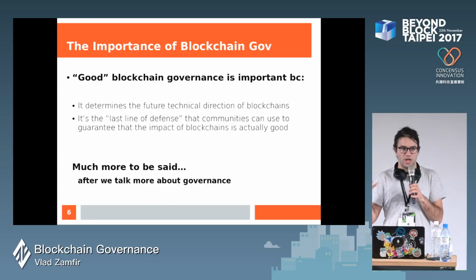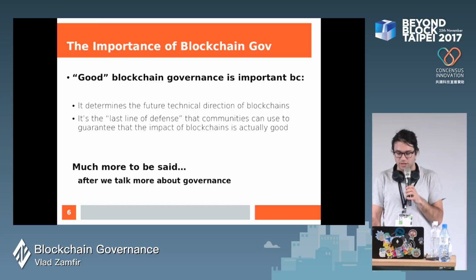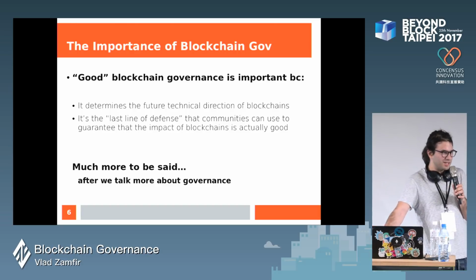There's also this idea that governance is the way that we're going to make sure that the blockchain works for society. It's a technology that is used by some community, ideally a global community. Blockchain governance represents a last line of defense for mitigating harms and making sure that the blockchain has a good impact on the world. And we're going to talk more later, after we talk about governance in general, about what it means for a blockchain process to be good in some way.